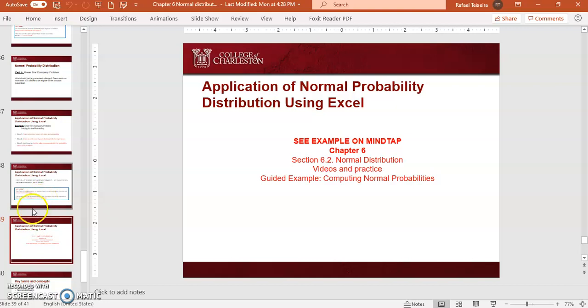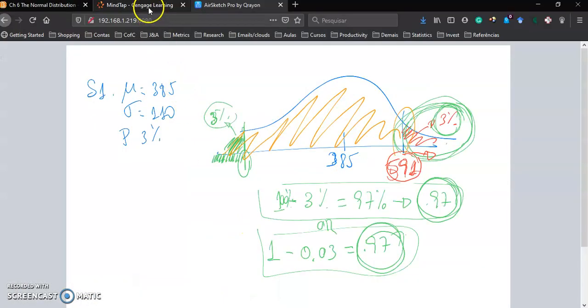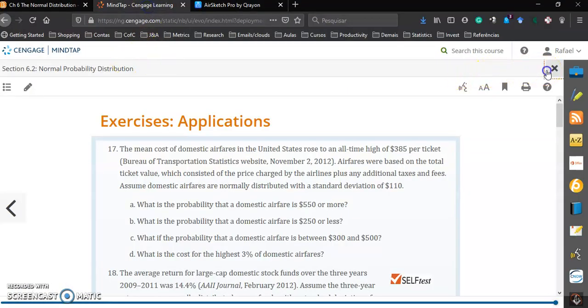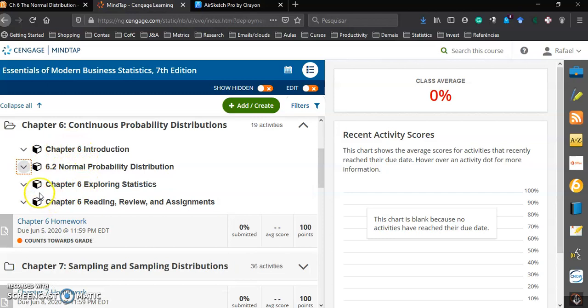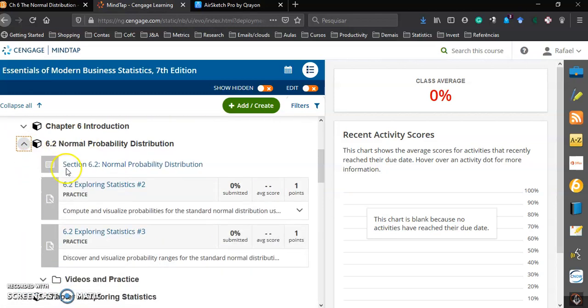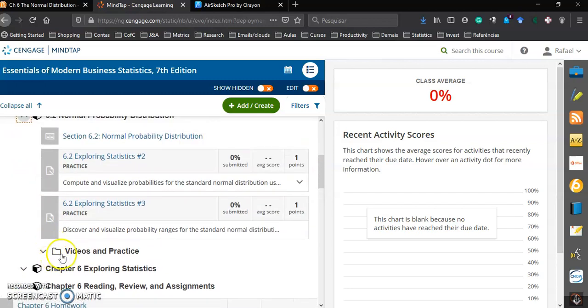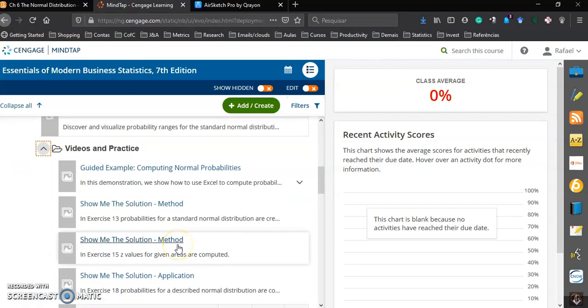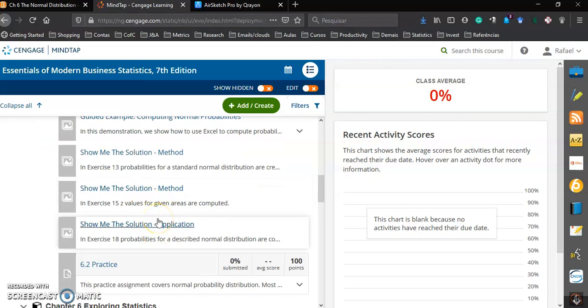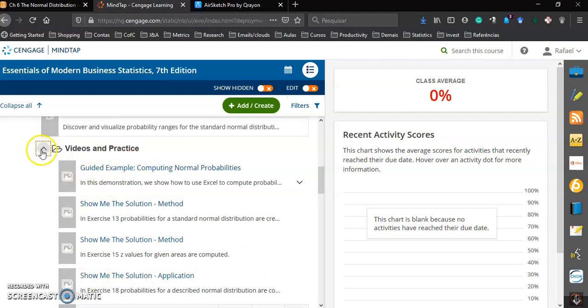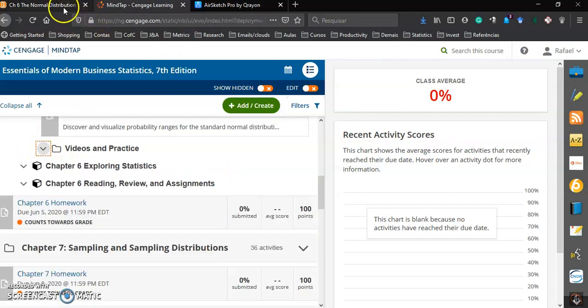Finally, just as a reminder, I want to show you that on MindTap, you have on chapter 6, right here, 6.2, a folder called Videos and Practice. You can expand, and then you have other videos showing how to solve some of these problems maybe in a different way than the way I'm showing to you. So you can also watch these videos to complement your learning and see how you do it. Okay.